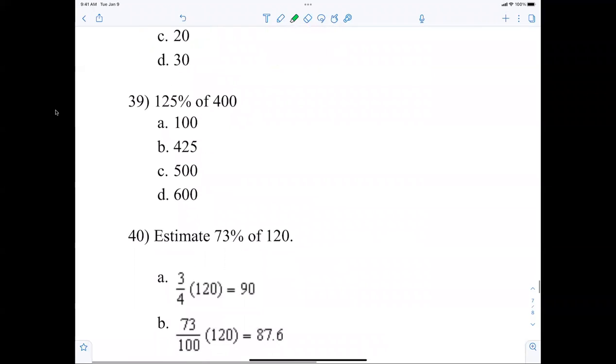All right, 125% of 400. So it's just 1.25 times 400, right? And that, of course, is what? Yeah, 500, right? 500. Everybody's good? All right, here we go.